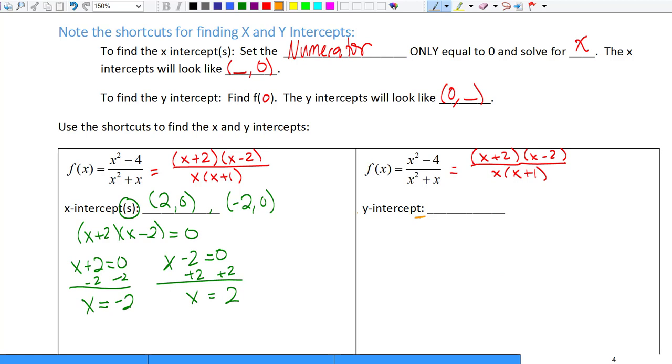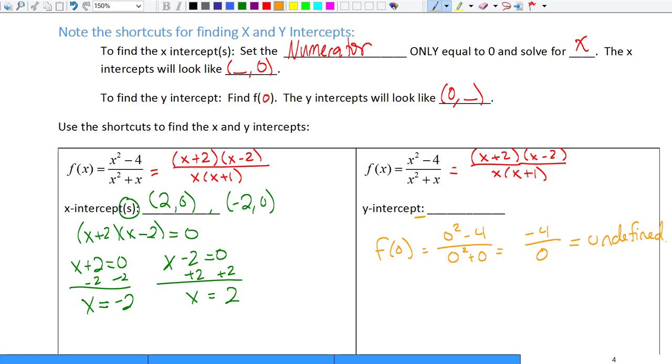So the shortcut to finding the y-intercept is just to find f of 0. So just plug in 0. I'm going to go ahead and use the original because I think that's a little bit easier. So I have 0 squared minus 4, which is negative 4 in the numerator. 0 squared plus 0 is 0 on the denominator. And negative 4 divided by 0 is undefined.